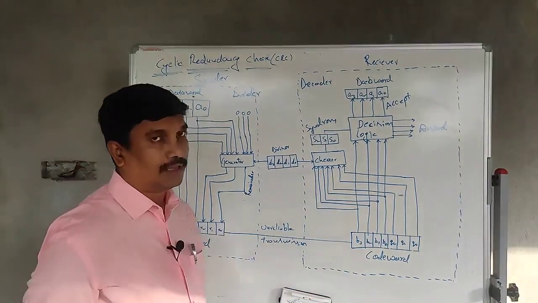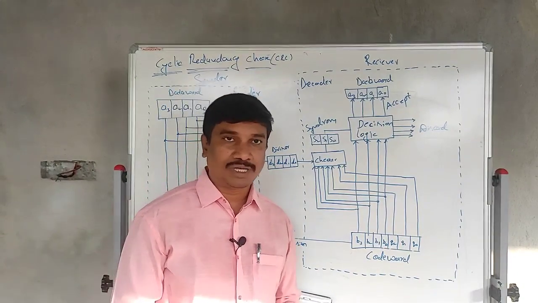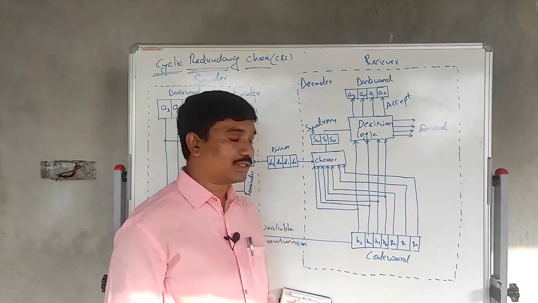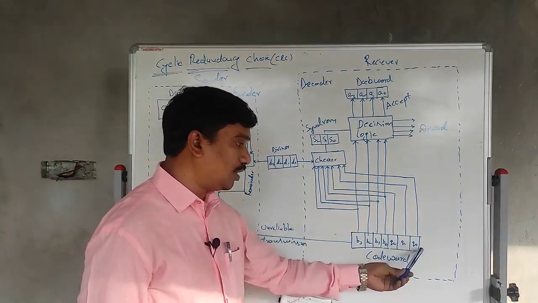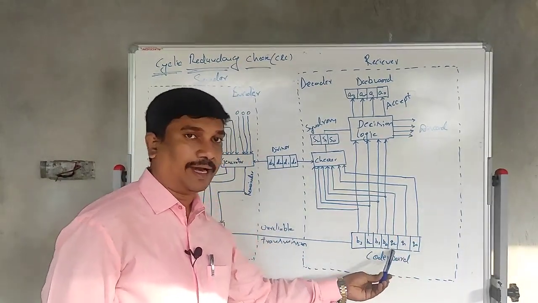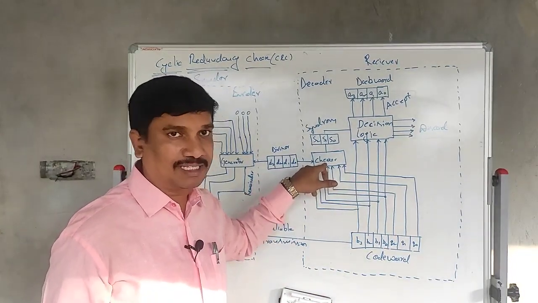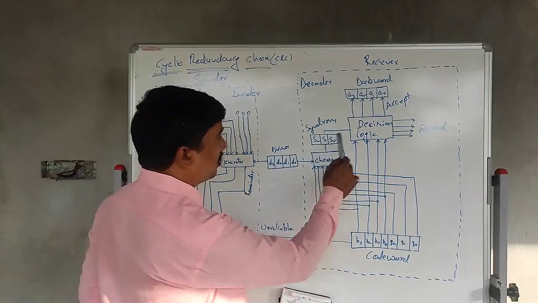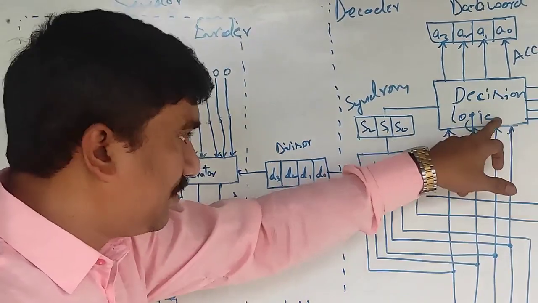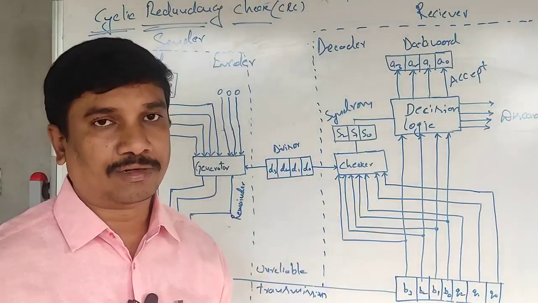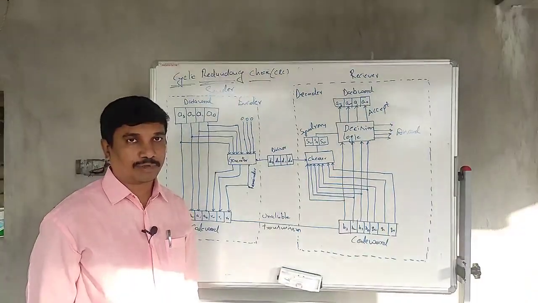The receiver side checks whether the received message is correct or any error has occurred in that message. Again, the code word is B3, B2, B1, B0, and Q2, Q1 and Q0 are the redundancy bits. The checker checks the message. If there is any error in the message, it goes to the logic, checks the logic, and simply discards it. If there are no errors, it gives the message to the receiver. This is the total architecture for the CRC, cyclic redundancy check.